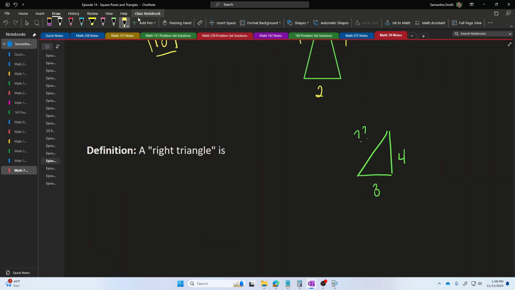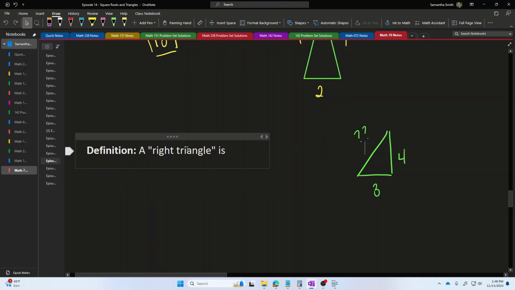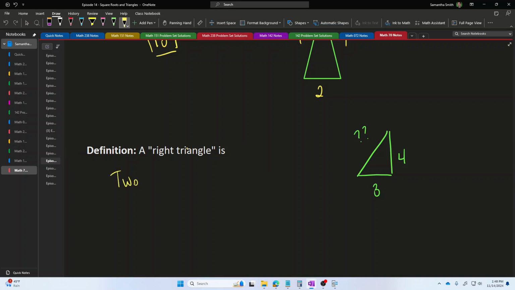Now, if you are dealing with a very special kind of triangle, it is actually possible to find the length of the third side from the length of the first two sides. And the special kind of triangle for which that trick is possible is what's called a right triangle. A right triangle is a triangle where two of the sides meet at a right angle, or a 90-degree angle.